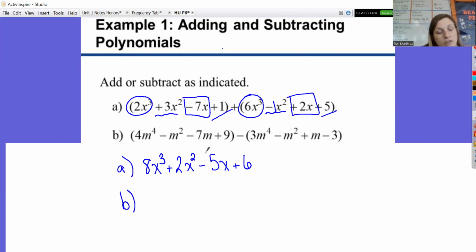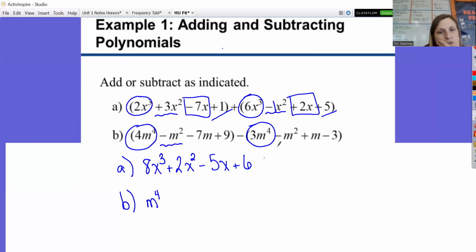For subtracting, if you like the idea of keep, flip, change, if you remember that from high school algebra, you could keep this the same, flip this, and then change all of the symbols in your other set of parentheses. Or I just sit there and subtract. So I have 4m to the fourth minus 3m to the fourth. 4 minus 3 gives me 1. I don't really need to write that, so I'll just write m to the fourth. You don't need to put the 1 in front.